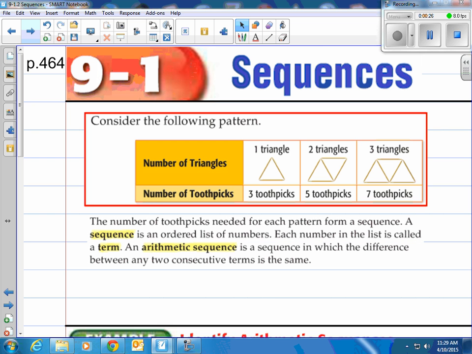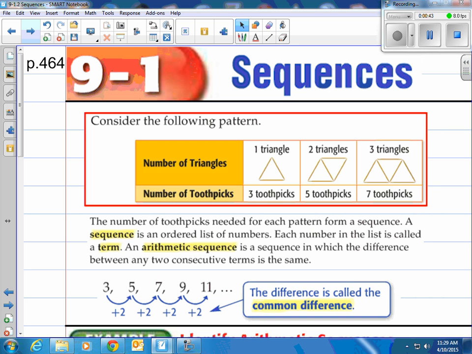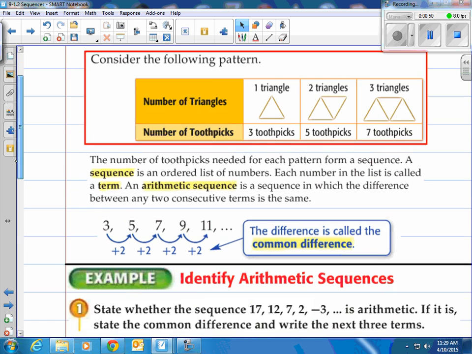Well, the number of toothpicks needed for each pattern form a sequence. A sequence is an ordered list of numbers. Each number in the list is called a term. An arithmetic sequence is a sequence in which the difference between any 2 consecutive terms is the same. And hopefully you can see that this sequence actually goes up by 2 each time. We call that the common difference. Cool. Well, let's go on from there.